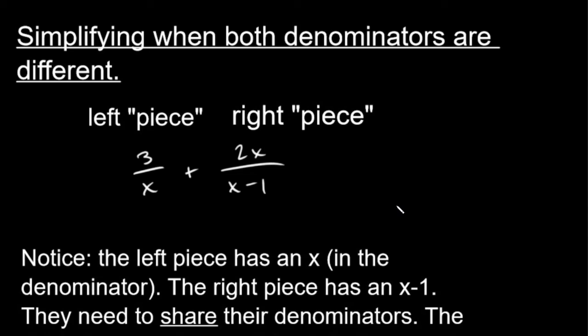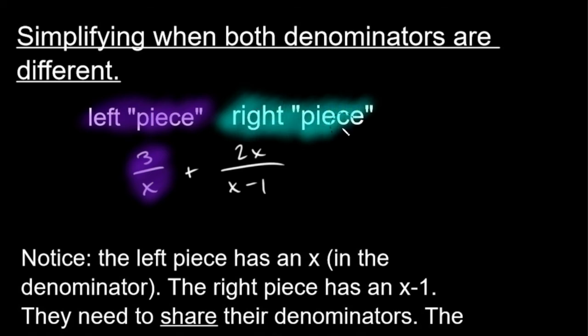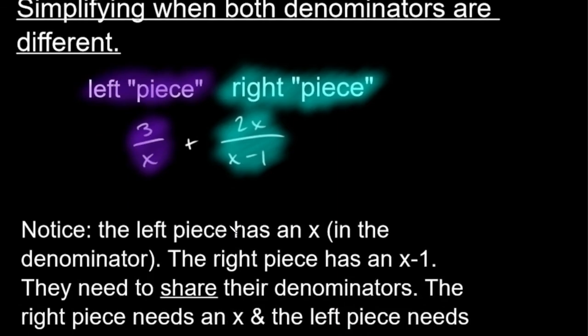Now, you should write all of this down. We are moving on to simplifying when both of the denominators are different, when it's not just one that needs to be changed, but both need to be changed. And so I'm going to start referring to these terms as pieces. I'll say something like, this is the left piece because it is the left term, and this is the right piece because this is the right term.